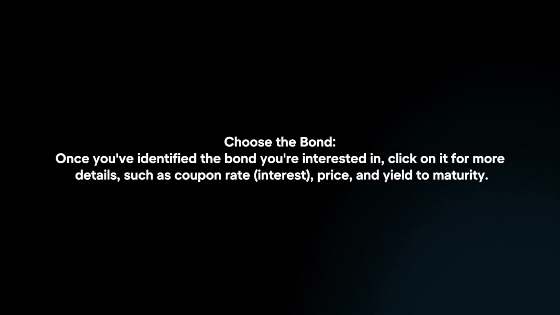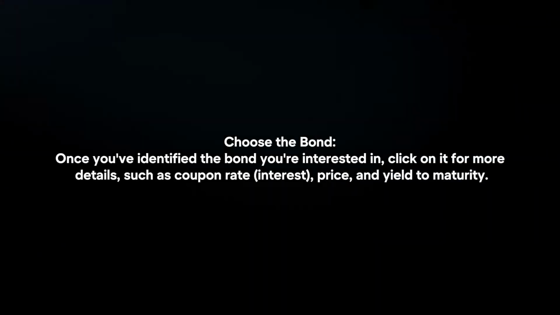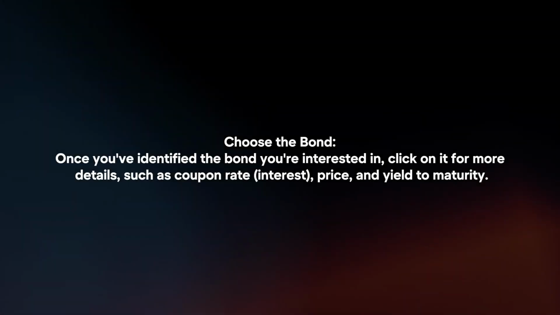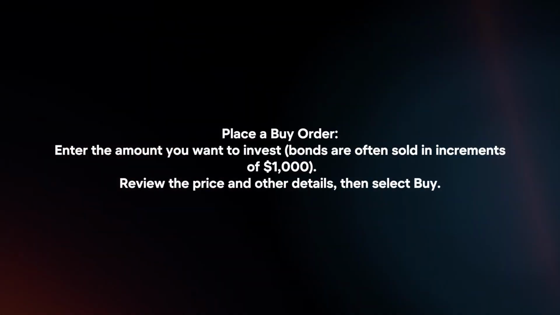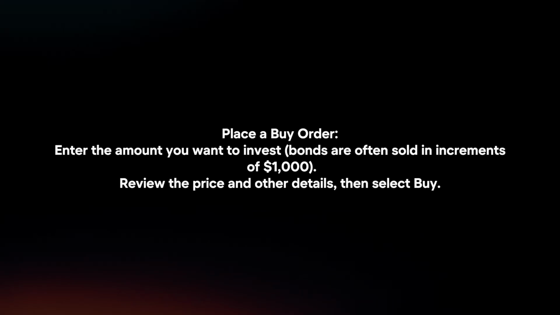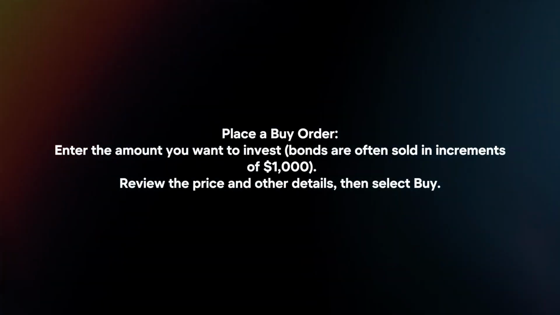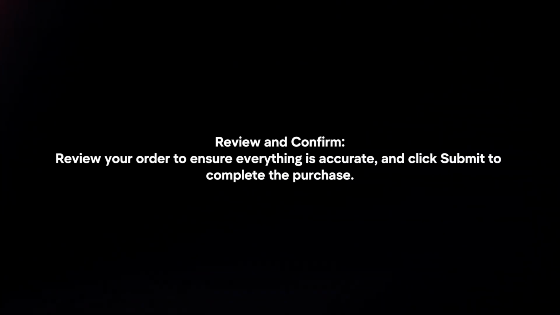Choose the bond. Once you've identified the bond you're interested in, click on it for more details such as coupon rate, price, and yield to maturity. Place a buy order. Enter the amount you want to invest. Review the price and other details, then select buy. Review and confirm. Review your order to ensure everything is accurate and click submit to complete the purchase.